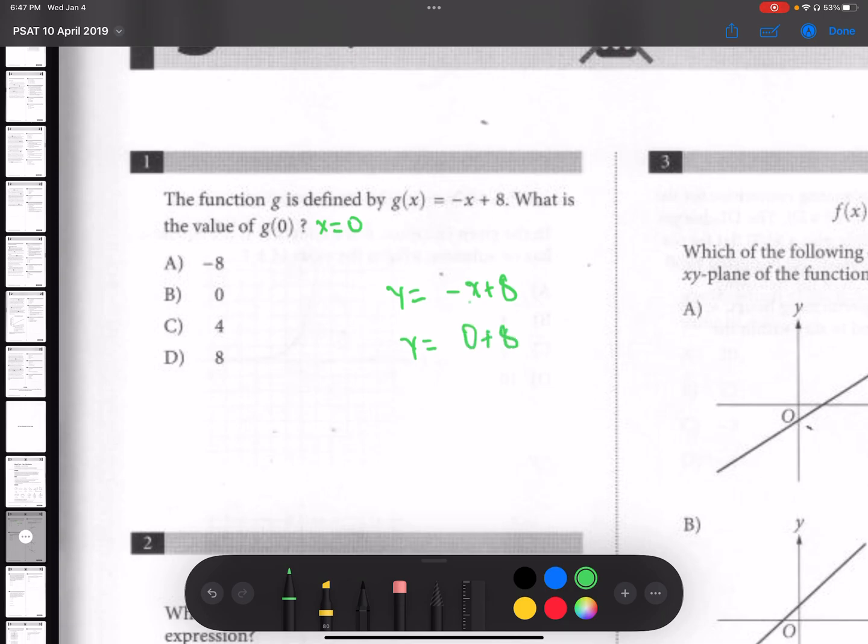So you can never put a negative or positive 0 because 0 is not negative or positive. So therefore, our answer is 8. So we have D as our answer.